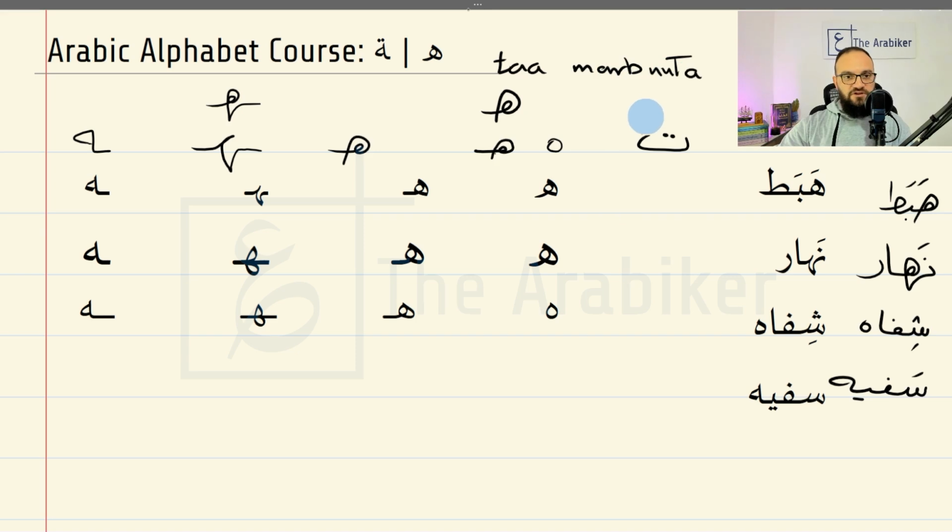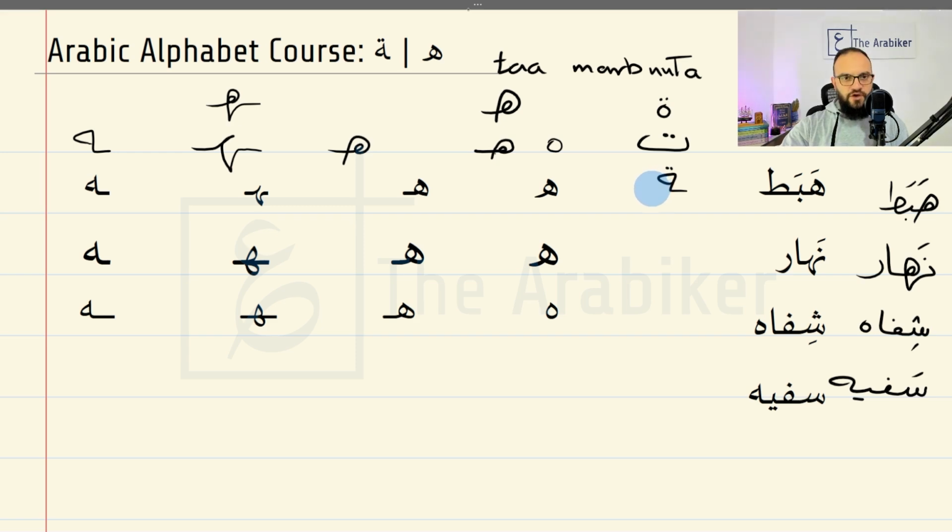So what happened here is that we took those two ends of the ta and we tied them together, creating this type of ta, which will look like this if it's a standalone position, not connected to anything, or it will look like this if it's connected to the previous letter.